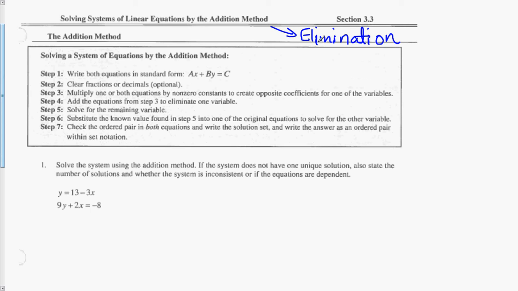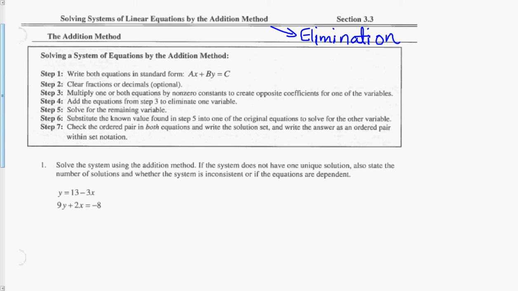And when we're working these systems, I just want you to keep this in mind. If you have one of your equations that's already solved for x or y, I'm going to use substitution because it's already set up that way. I'm going to use this addition method or elimination if I have two equations where x and y are both on the same side of the equal sign. And that just is my rule of thumb.